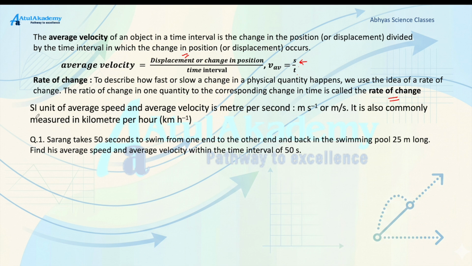Okay. Now, SI unit of average speed and average velocity is meter per second. Speed I already told you, meter per second. Generally we also use kilometer per hour. You have seen that in the previous questions. Now let's talk about this question.